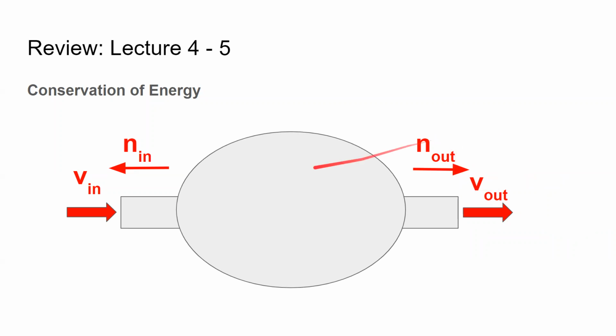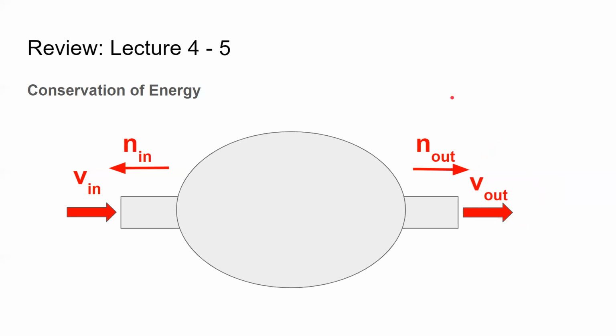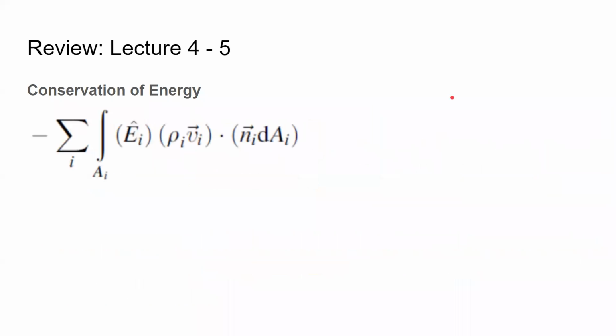But that's not correct, right? We have energy entering the system through this way. We have energy exiting the system. So to make sure that our signs are correct, we're adding this negative sign right over here. And it ensures that the energy is added to the system or subtracted from the system, respectively. Great. So we have this whole term right over here that we just talked about. This is the energy, right?